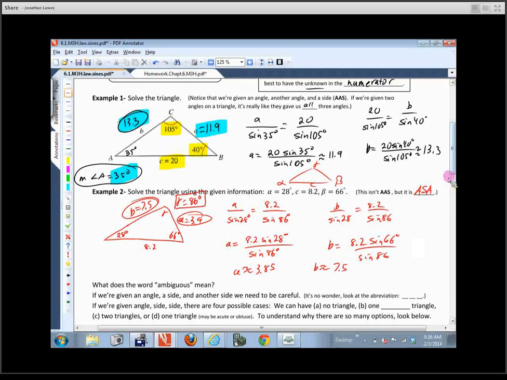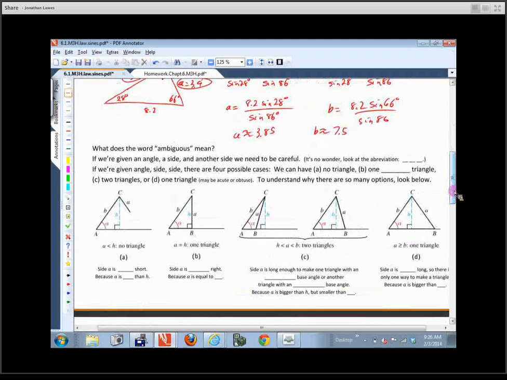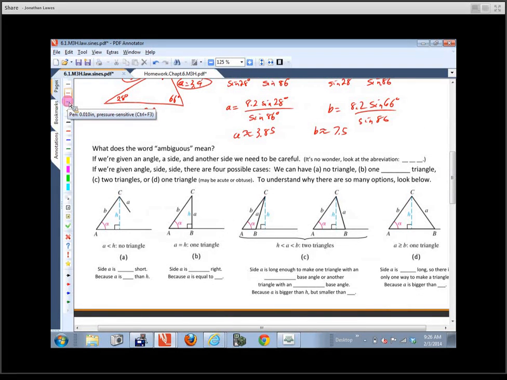Okay, pretty easy? Okay, take a look at the next one. We talk about something called the ambiguous case with the law of sines. The law of sines is pretty easy to work with once you get used to it. Most people like the law of sines. In fact, they sometimes use it even when they should be using something else. Okay? What does the word ambiguous mean? Anybody know?